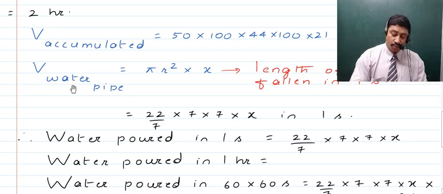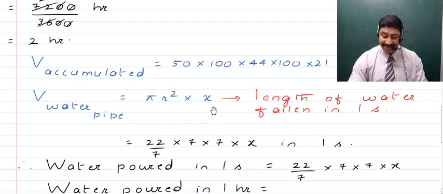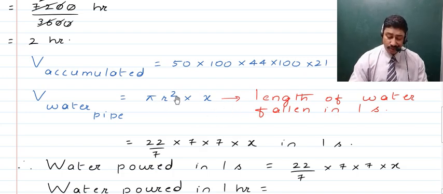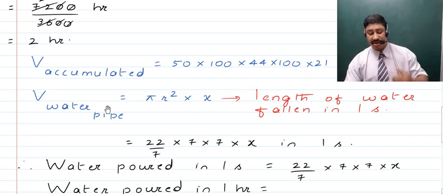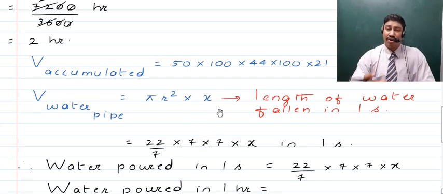Now, the water which is coming out of the pipe in 1 second, if we consider x to be the length of water which has fallen in a single second in centimeters, then πr², which is the area of cross section, multiplied with the length which has fallen off, will give us the volume of water which has fallen off in a single second.